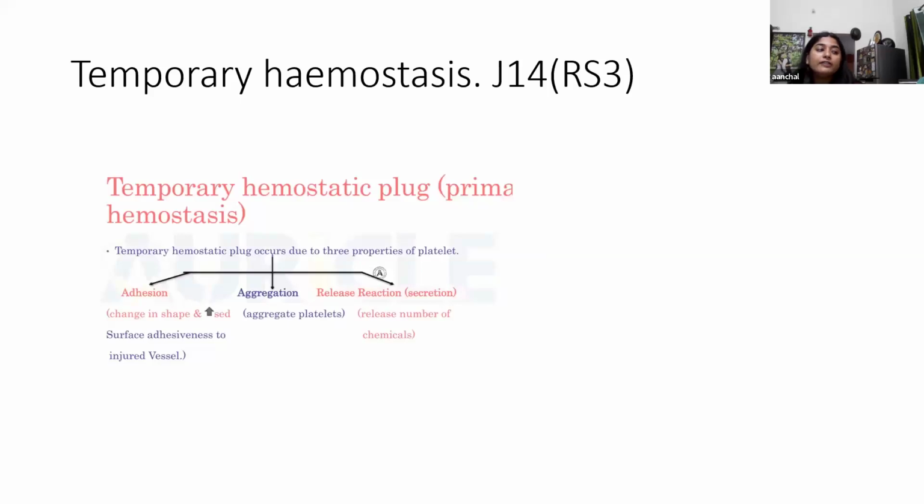Then next we have the very important mechanism that is known as temporary hemostasis. We're going to learn about temporary hemostasis. So what is hemostasis? Basically, hemostasis is the process, or it is defined as the physiological arrest of bleeding.